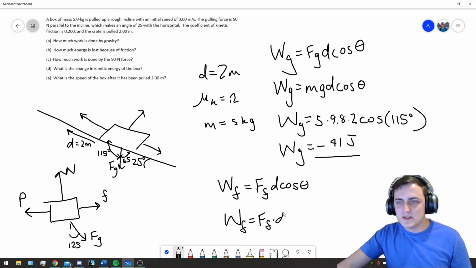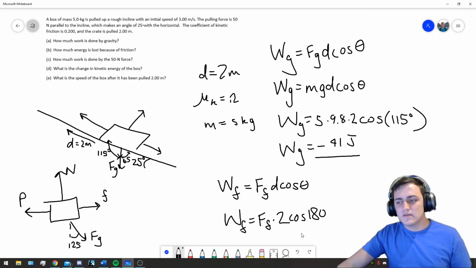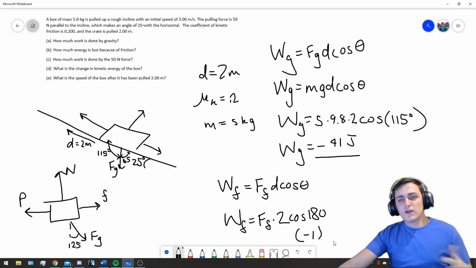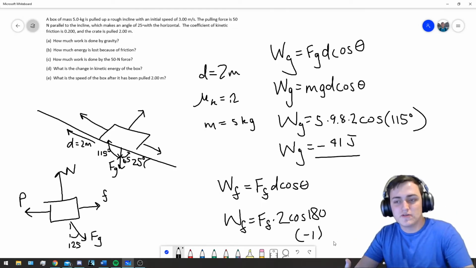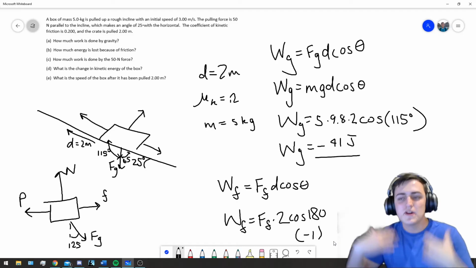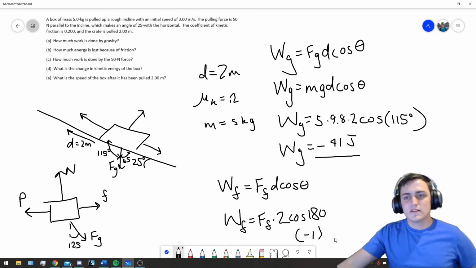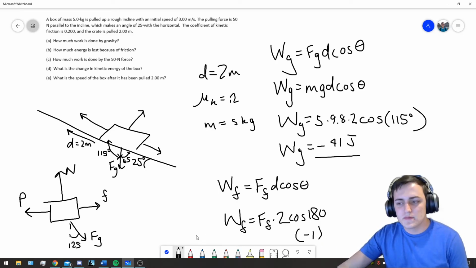But we have our distance d, which is 2, times cosine. And what's our theta? Well, our theta is 180 degrees. Cosine 180 is negative 1. So we're going to end up getting a negative work. And once again, friction is a loss, right? It's not putting energy in, it's taking energy away. So we expect it to be negative. That's how you can find your friction work.